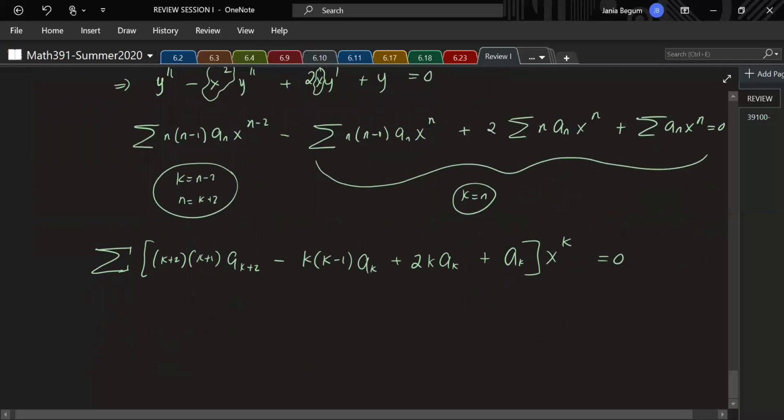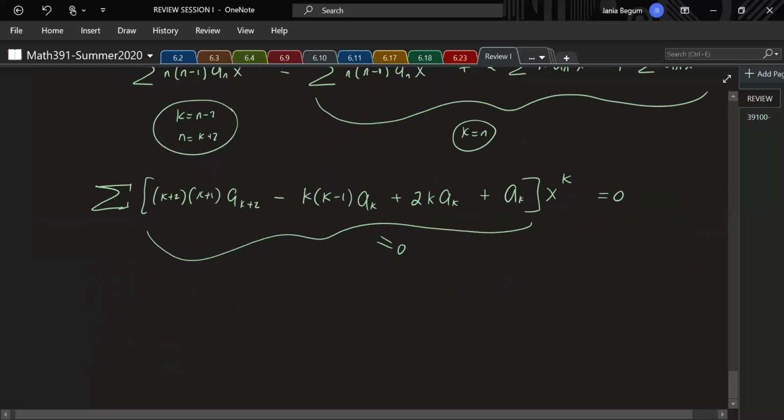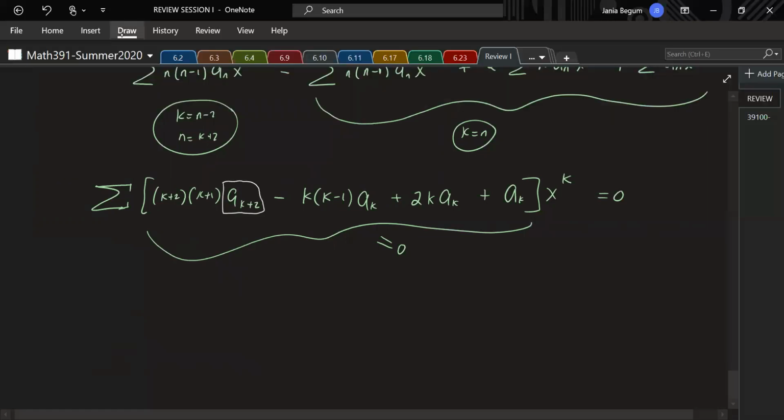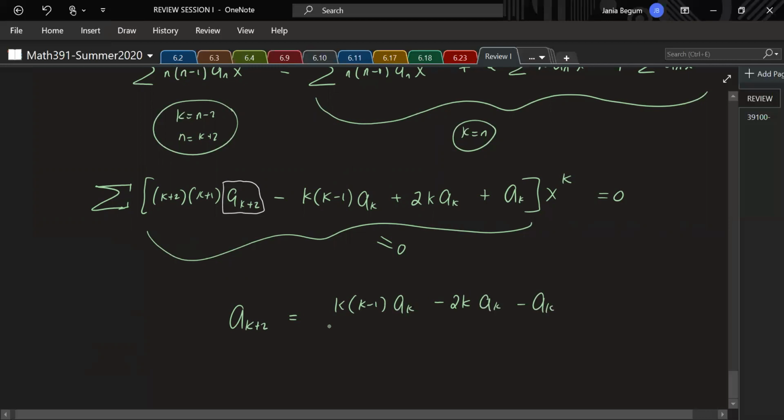Now, we want the coefficient of x to the k to be 0, so we set this equal to 0. That gives us our recurrence relation, and we solve for the highest subscript, which will be this piece right here. So if I solve for that, I would have a sub k plus 2 equal to, moving the other terms to the right side, k times k minus 1 a sub k minus 2k a sub k, and then minus a sub k, everything over k plus 2 and k plus 1.